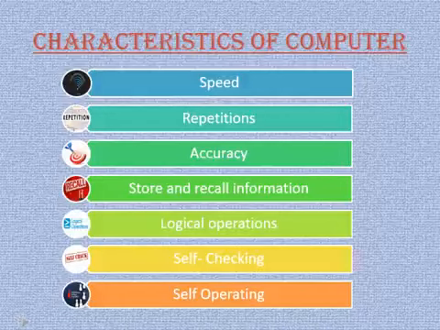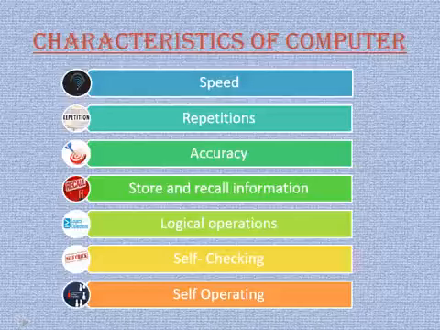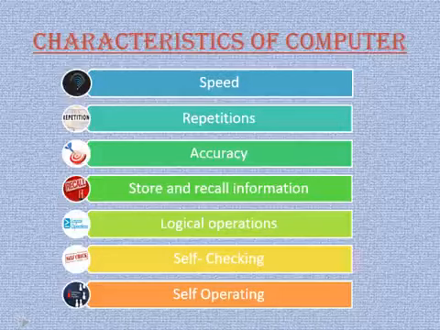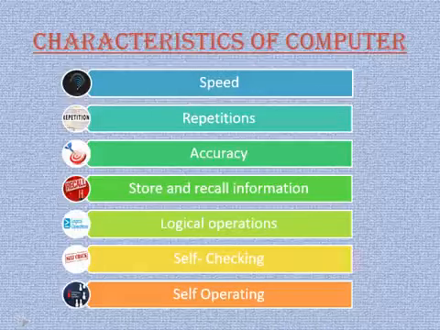Number 6. Self-checking. The computer verifies the accuracy of its own work by means of a parity check. Number 7. Self-operating. Once the data and the program are fed into the computer's memory, the computer is capable of executing the instructions on its own without human interaction.